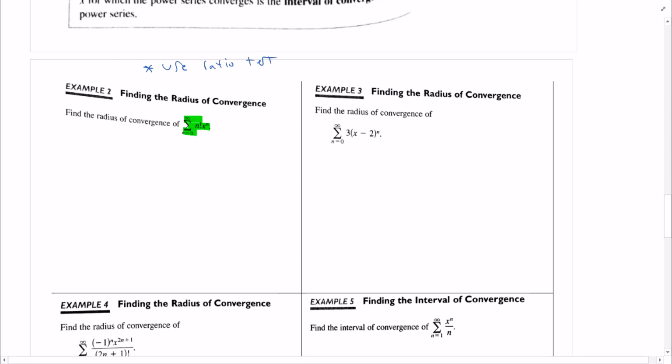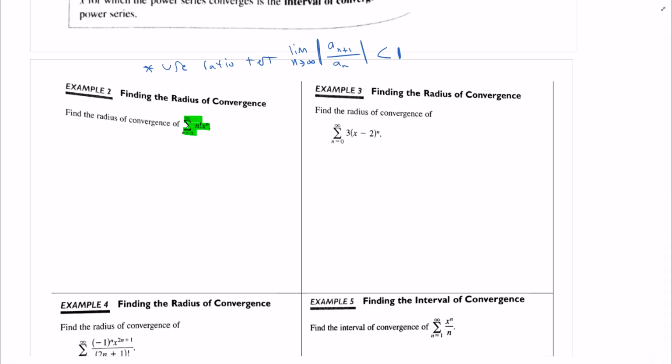So if you remember, the ratio test said that we're going to take the limit as n goes to infinity of the absolute value of a n plus 1 divided by a n, and that it converges if it's less than 1, not less than 0, less than 1. Right? So we're going to use that.